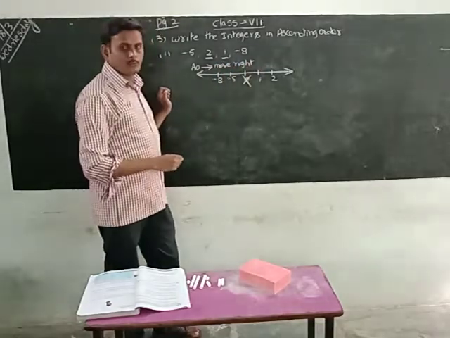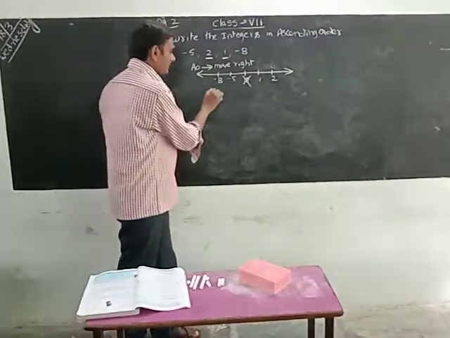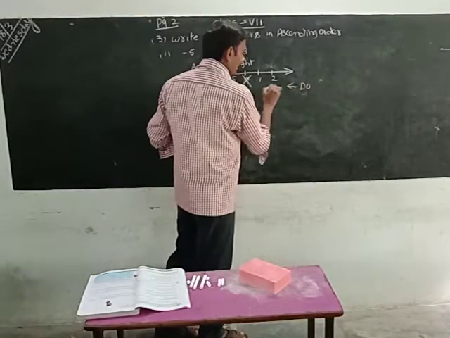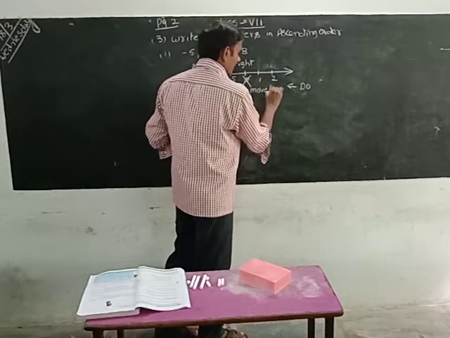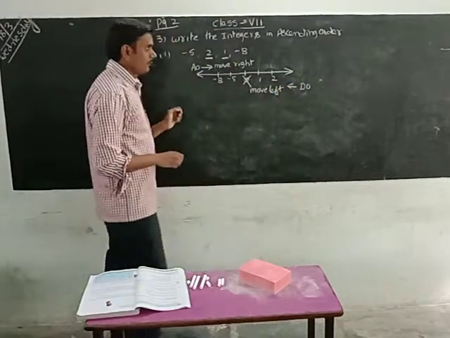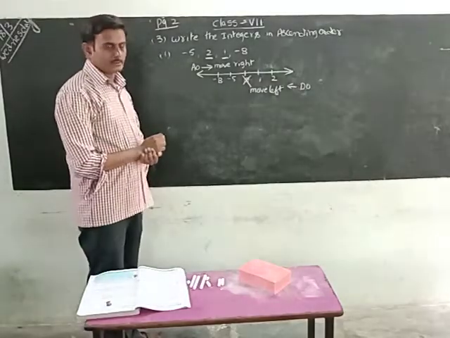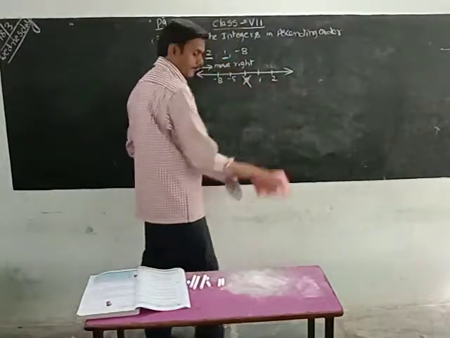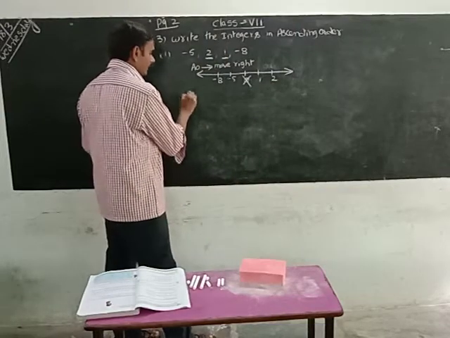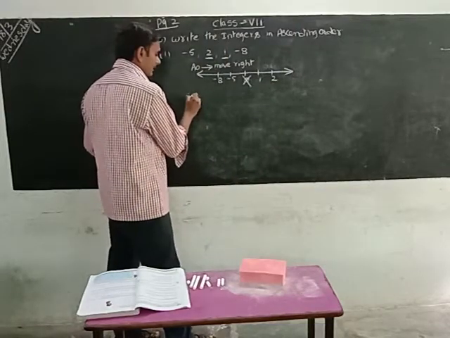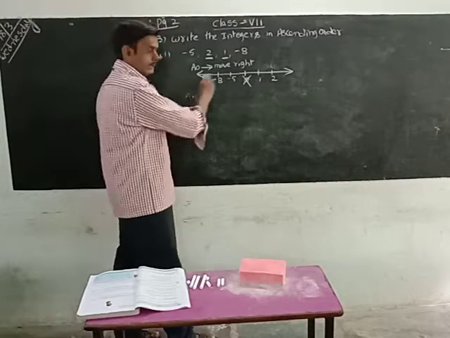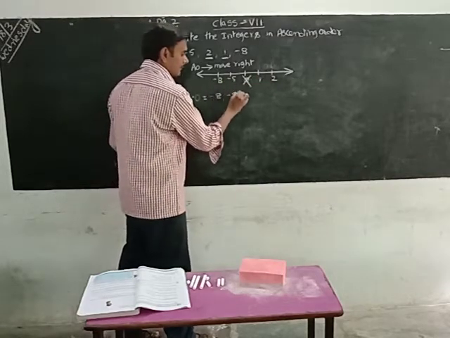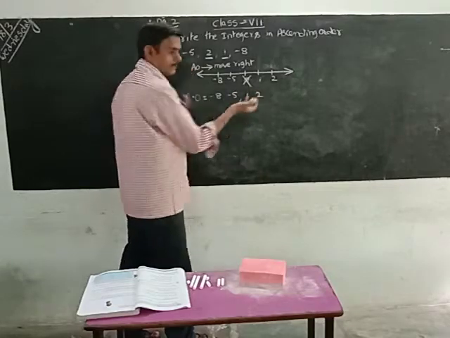Ascending order means move right. Descending order means move left. For this, I want to write ascending order. Ascending order means move right. Ascending order equal to... move right. Move right means, what is the first digit? Minus 8. Next digit minus 5. Next digit 1, 2. Completed.